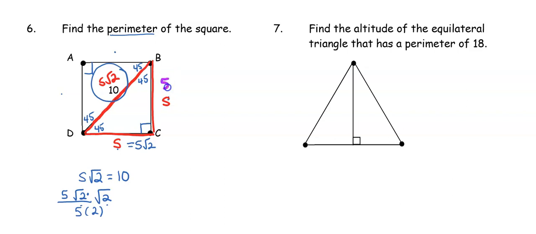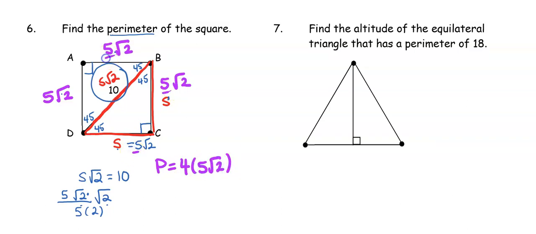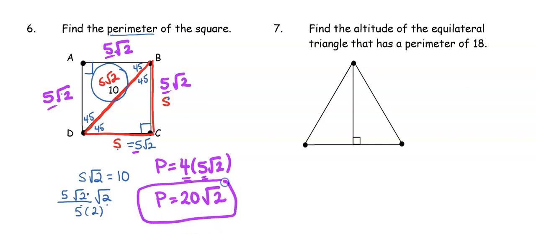That means all sides of my square are 5 root 2. So my perimeter is 4 sides of 5 root 2. 5 plus 5 is 10, plus 5 is 15, plus 5 is 20. 4 times 5. We've got 20 root 2 as our perimeter.